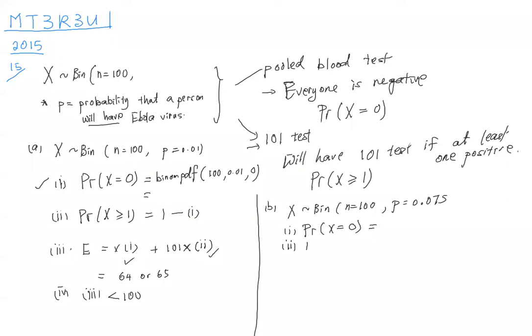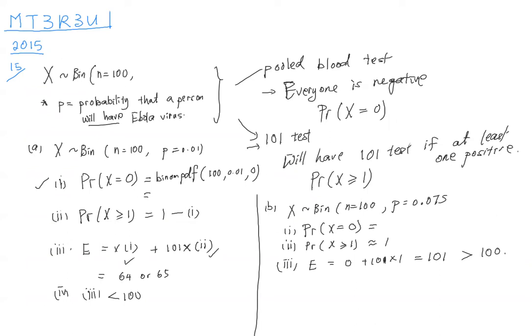So probability of x greater than or equal to 1 is approximately 1. So that means part 3, the expected test that you need to do will be 0 plus 101 times 1. So it is equal to 101, which is more than 100. So that's why it's not preferable. Are you okay?